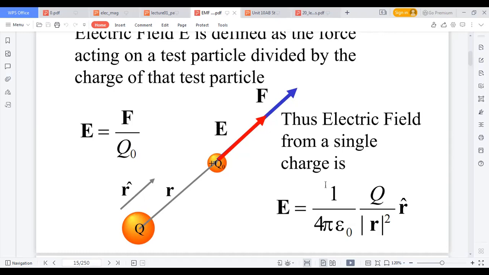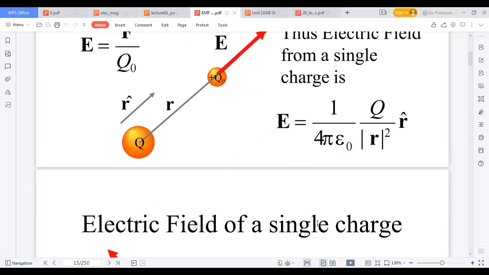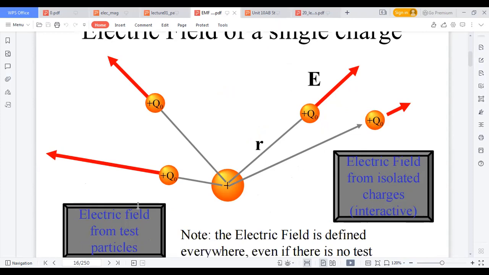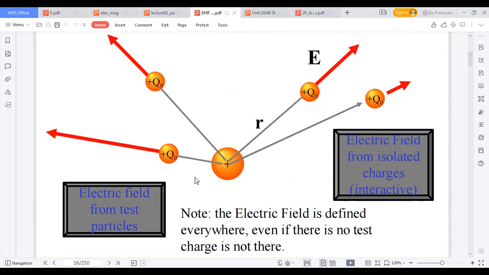From Coulomb's law of charges, we can convert this F, and we get capital E equals 1 by 4 pi epsilon naught Q divided by R square, R cap, and this is the vector form. So this is the electric field of a single charge, at distance R, from the positive charge to Q naught, and this is the repulsive force. This is the real life example of electric field, which is defined everywhere, even if there is no test charge there.